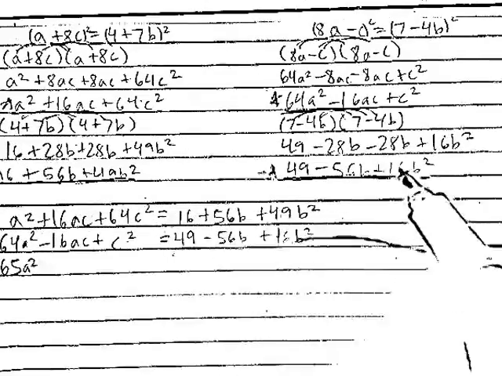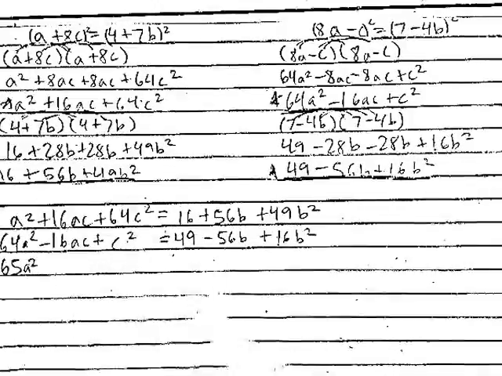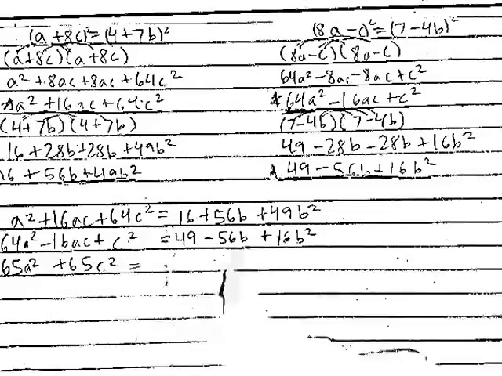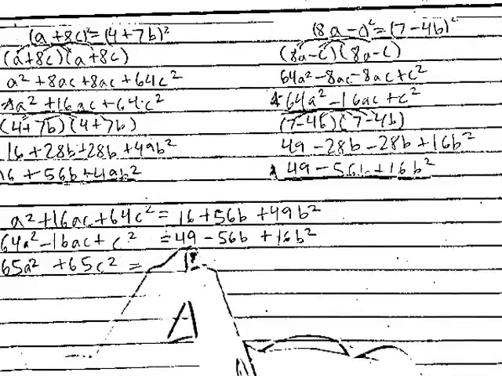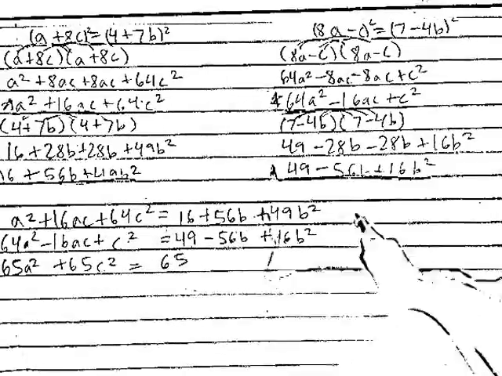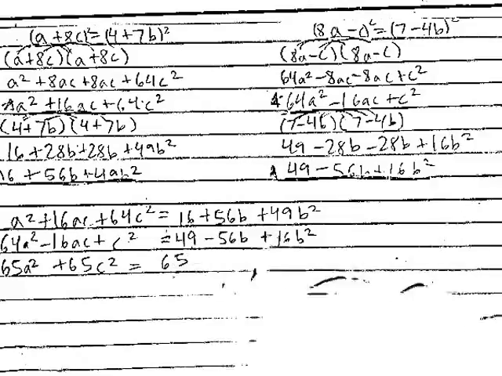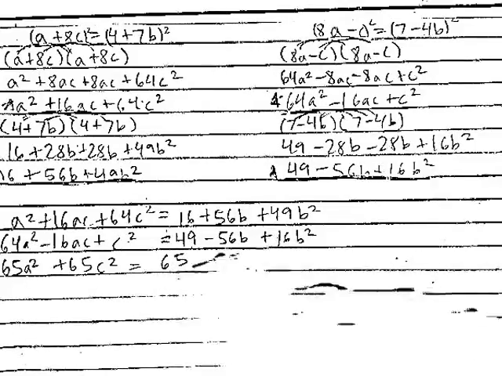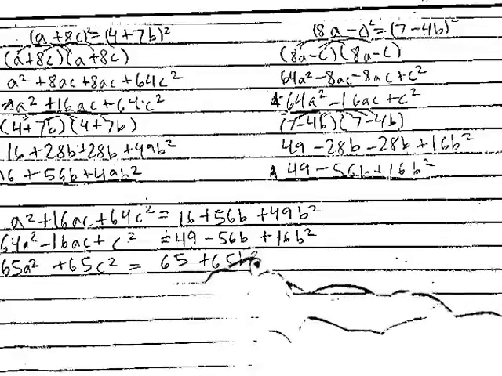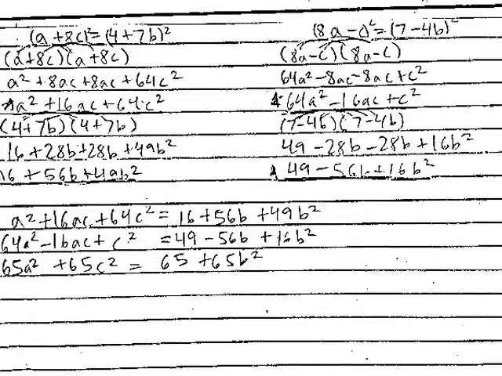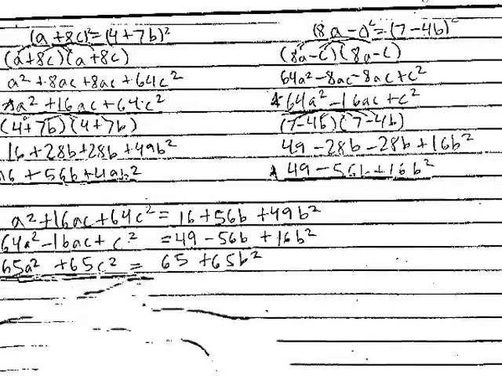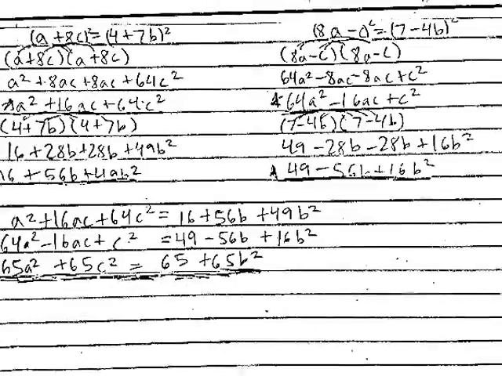And these two cancel out. And then add 65c squared equals 65. Yeah, 65. These two cancel out, and then so we're left with this, and then this is also 65b squared. Now, I'm going to underline this, because this is the main concept here.